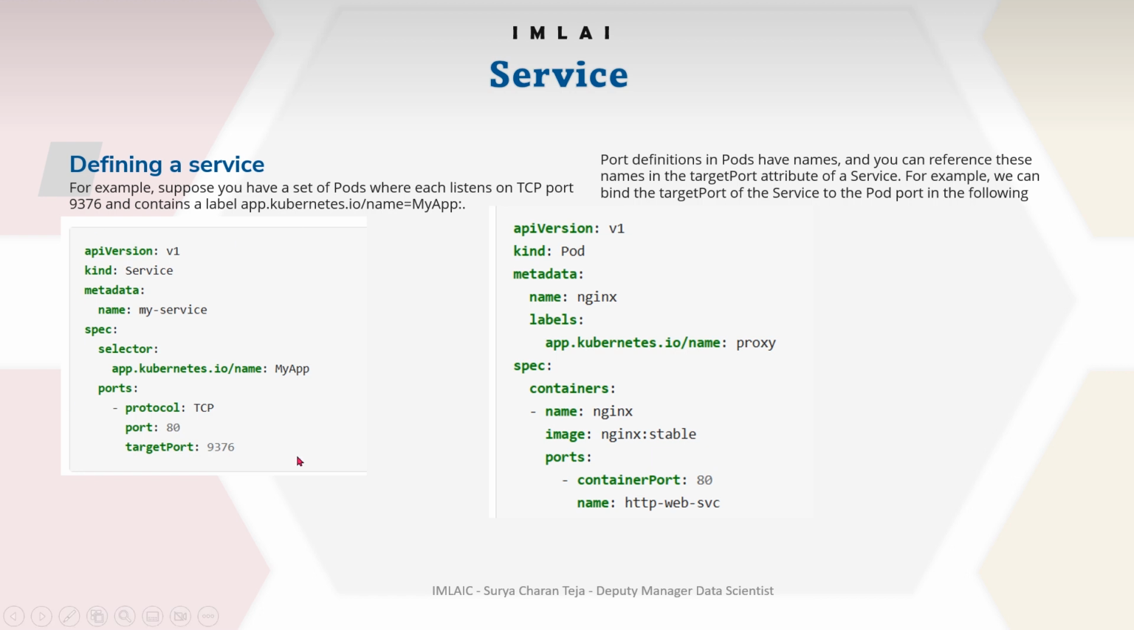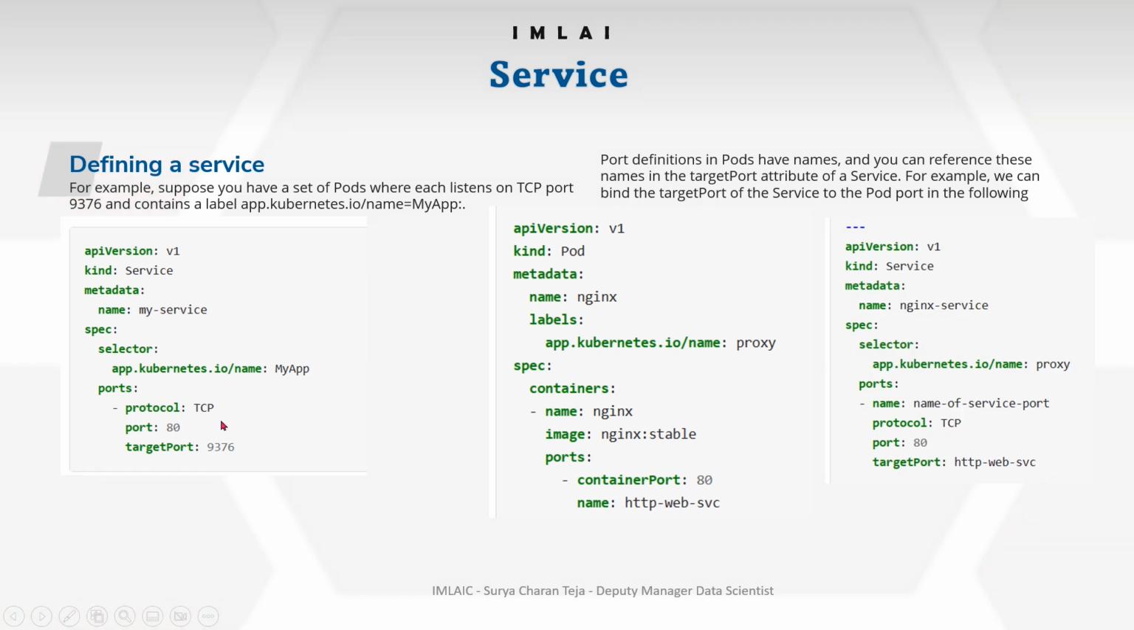So here this is a service. On the other side you can see the pod. Pod definitions have port names, and you can reference these names in the target port attribute of a service. For example, we can bind the target port of the service to the pod port as follows. Let's see that example. Now you see that this is the pod. The pod kind is Nginx with labels. Labels are important. Then in spec, in ports we have mentioned the container port 80. The name of the port we have given as HTTP web SVC.